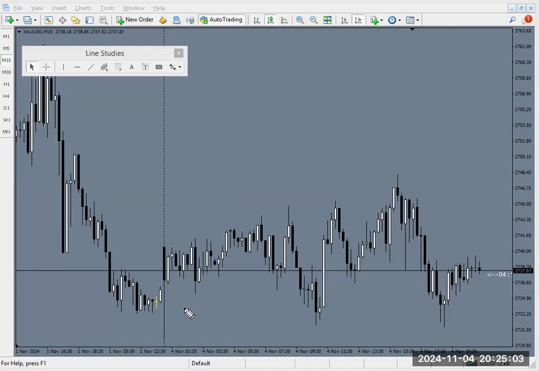The first question is, what did price do overnight? The second question is, where is price now? And then the third question is, what must I see price do before I take a trade?